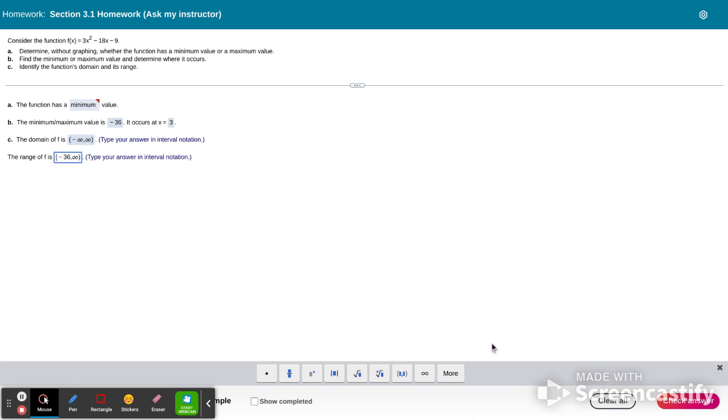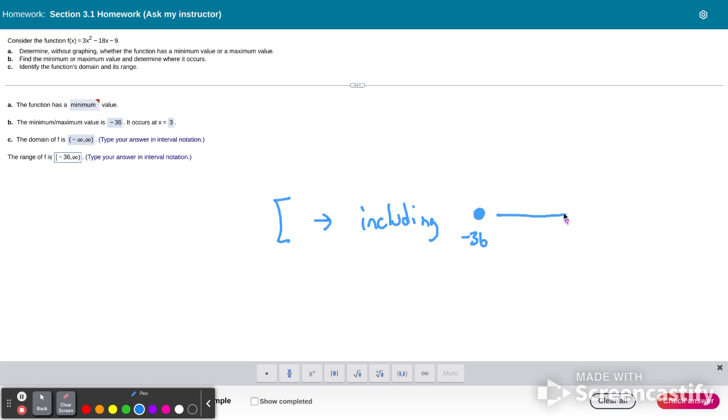Now, just as a quick reminder, a bracket signifies including that spot. So for example, what we're saying is that we're starting at negative 36 and we're going forever this way. And if we used a parenthesis, that would mean not including that spot. So negative 36 would be your starting location, and we're going this way. Or we're really going up in this particular case, but that gives the idea.